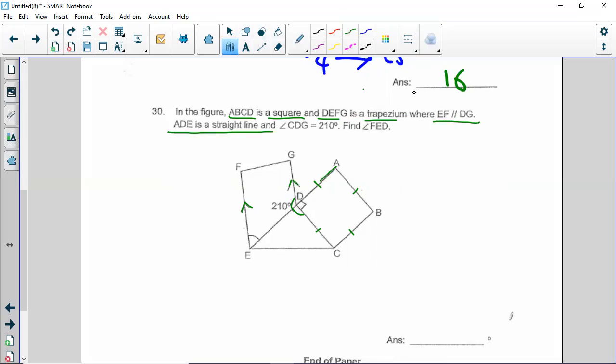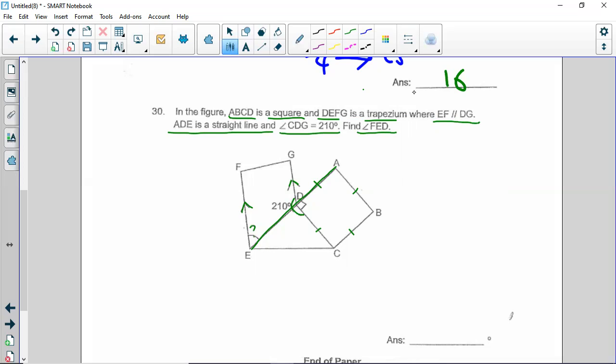So there is a straight line, which is very important because angle on a straight line is 180 degrees. So you need to know whether it's a straight line or not. Sometimes it looks like a straight line, but because the question says you cannot assume, sometimes it looks like it, but it is not. Okay, and then CDG is 210, and find angle FED, which is the question mark.